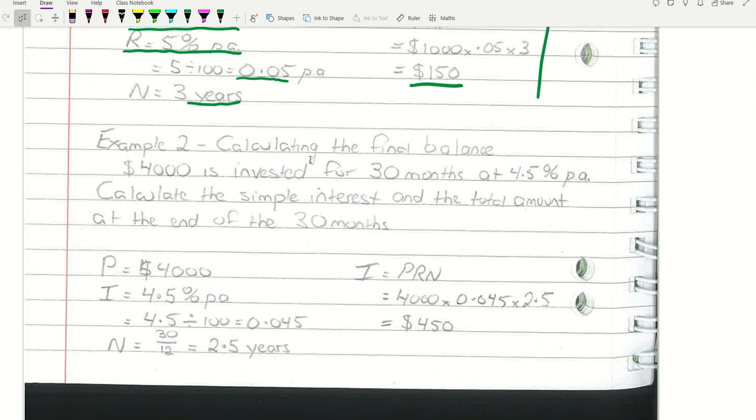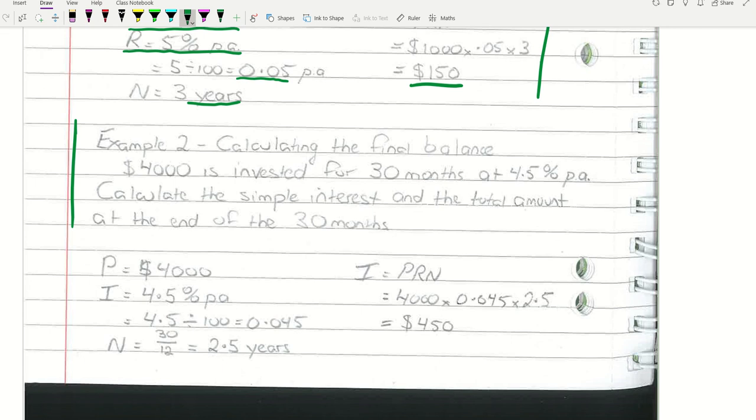Now the second type of problem we can have is, that's how much interest we earn, but what is the total amount? So this is calculating the final balance. I am going to do chunk 1, you might say, and chunk 2. This will probably be chunk 2 when I do it on the board, but I'm going to do it all in this one video.